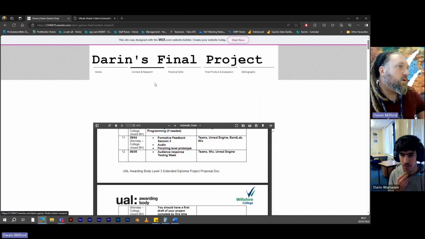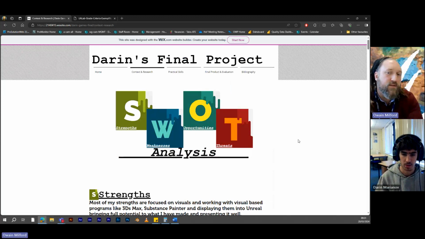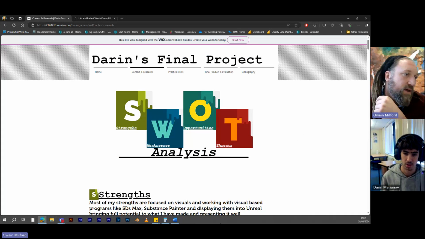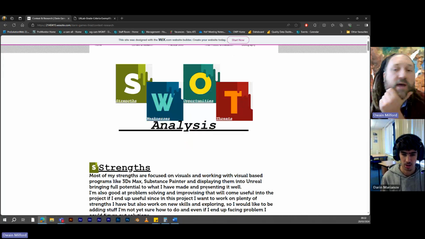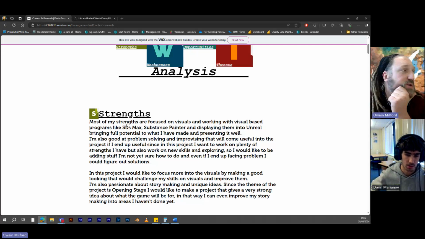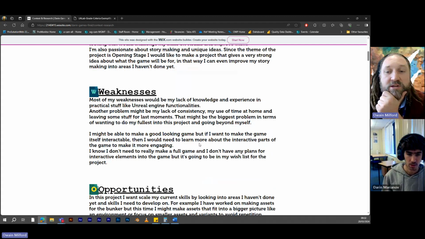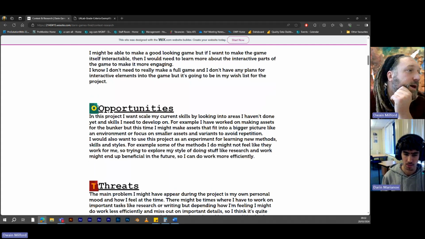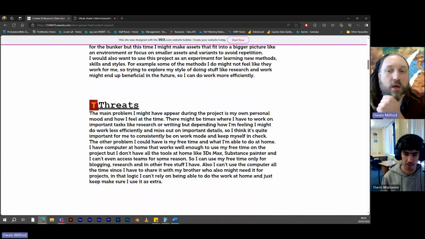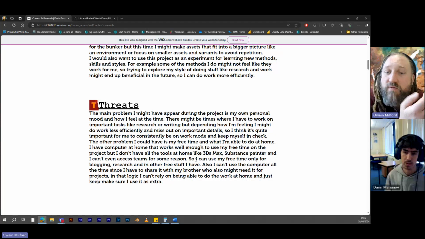So context and research then. So we've got a SWOT analysis to begin with, on your context and research. And again, Darren, this is well filled out. You've taken time to really reflect on these things and think about how you're going to use those strengths in your project, how those weaknesses might challenge the project, the opportunities of the project, and the threats that you're going to encounter. So again, through your proposal form and through your SWOT analysis, you've got some good reflection going on as well.